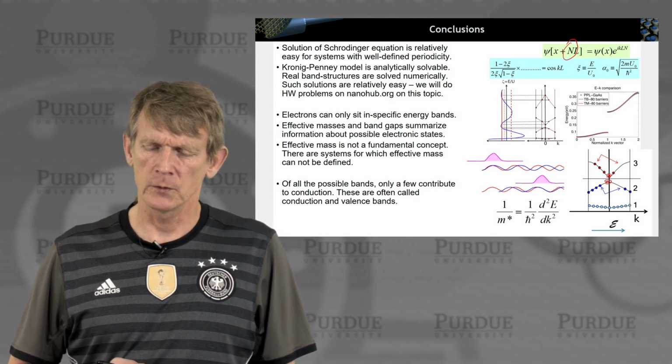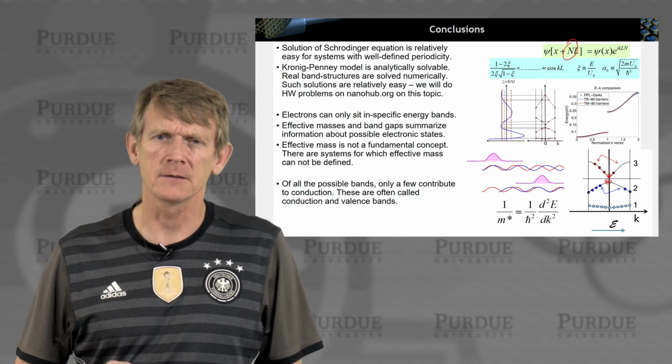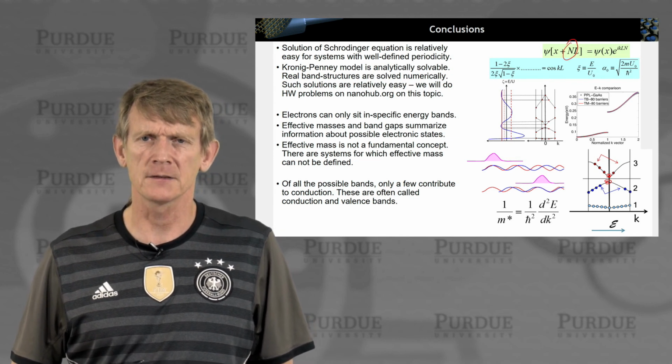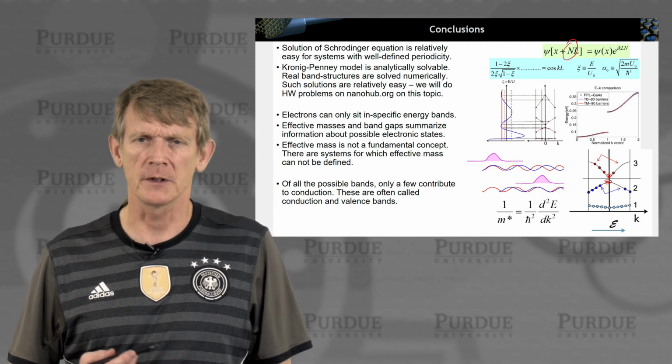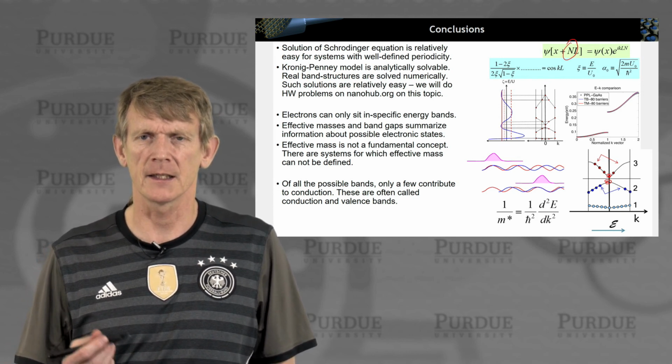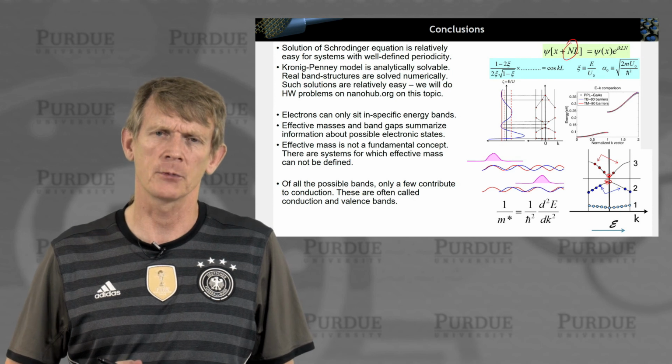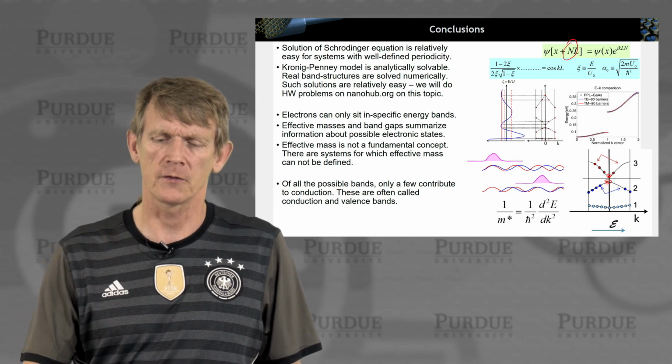And then one key element is, again, we typically focus on two bands, the conduction band and the valence band. And the valence band could be three bands combined, but that hasn't emerged yet into the periodic potential that we looked at so far here.